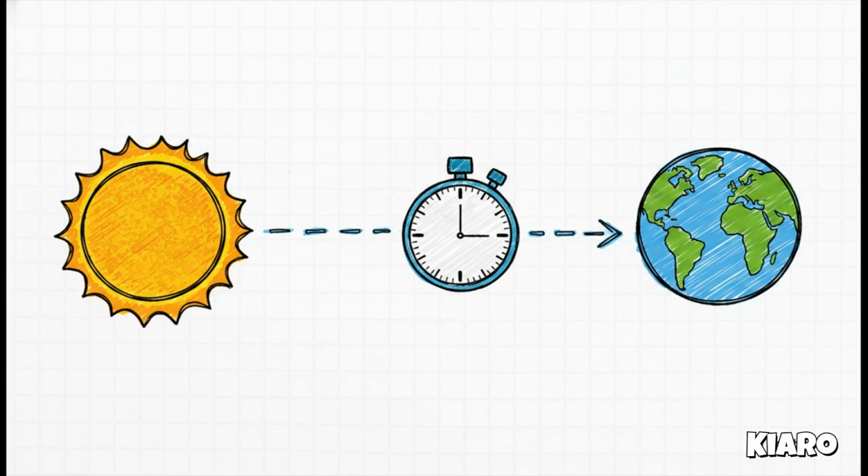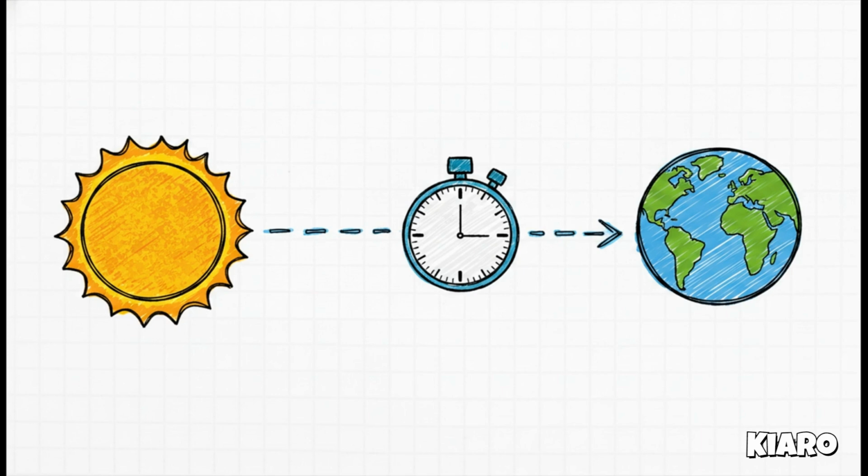It takes about 8 minutes and 20 seconds for the sun's light to travel across space and reach Earth. So if the sun were to suddenly switch off right this second, we literally wouldn't even know it went dark for over 8 whole minutes. Light is incredibly fast, but it still has a physical journey to make.